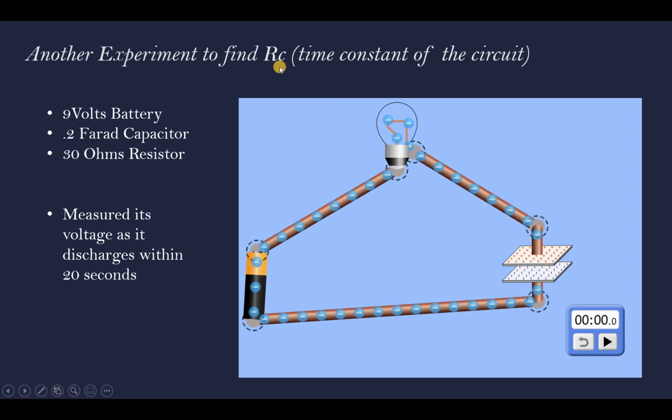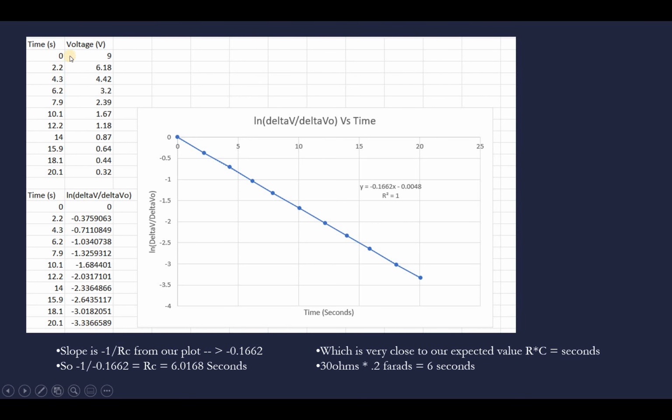Then I did another experiment to find RC, the time constant of the circuit. I did this by setting it up with our 9 volt battery, 0.2 farad capacitor, and a 30 ohm resistor. And I timed it with a stopwatch and measured its voltage as it discharges within 20 seconds. And this is the result.